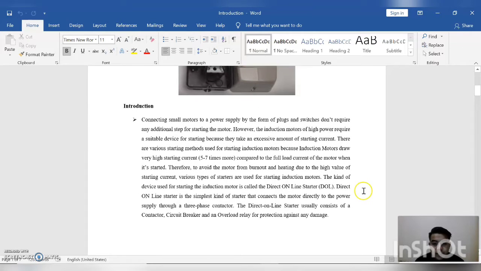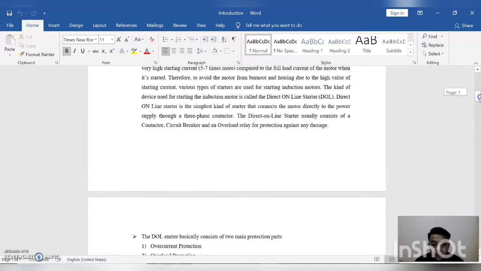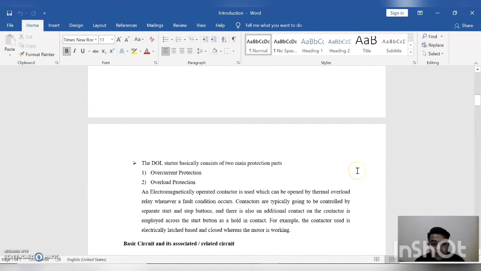The direct online starter is the simplest kind of starter that connects the motor directly to the power supply through a three-phase contactor. It usually consists of a contactor, circuit breaker and an overload relay for protection against any damage. The starter basically consists of two main protection parts: overcurrent protection and overload protection. An electromagnetically operated contactor is used, which can be opened by the thermal overload relay whenever a fault condition occurs.